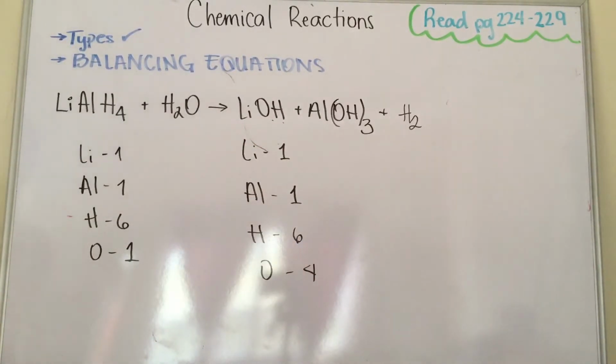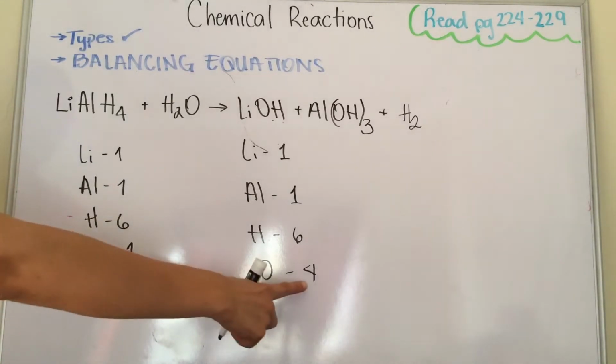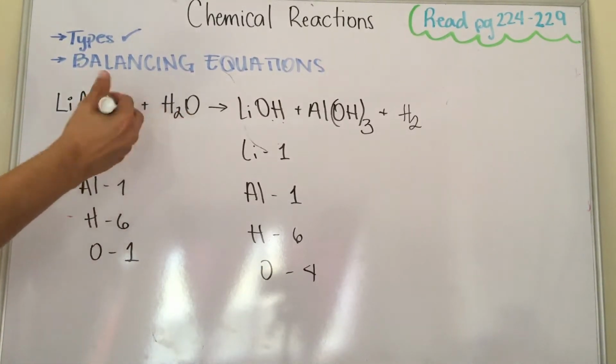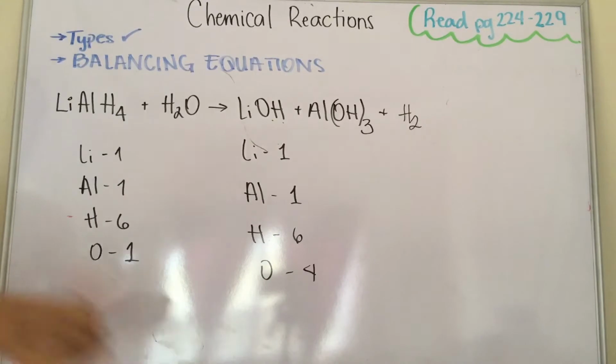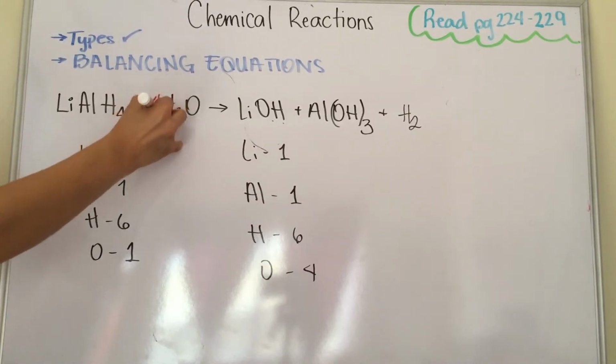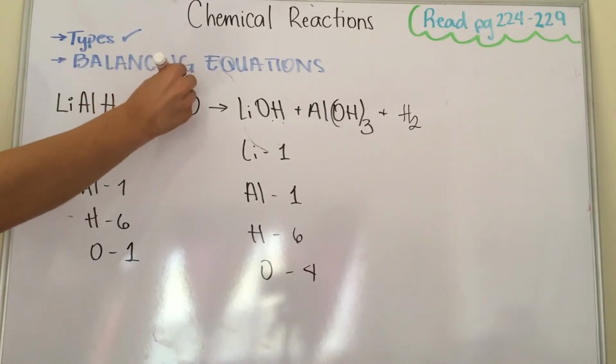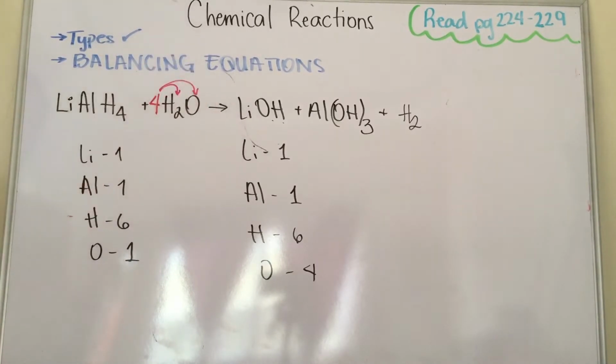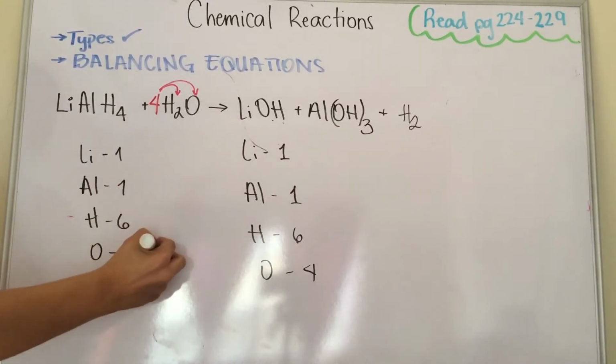All right, so even though it's long, you see that we all have 1 lithium, 1 aluminum, 6 hydrogens, and just the oxygen's the one that's different. So I'm going to start changing oxygen, okay? Here I have 4, here I have 1. So I'm going to make this oxygen become a 4. And this 4 is going to affect my hydrogen and, of course, my oxygen. So here I have 4.